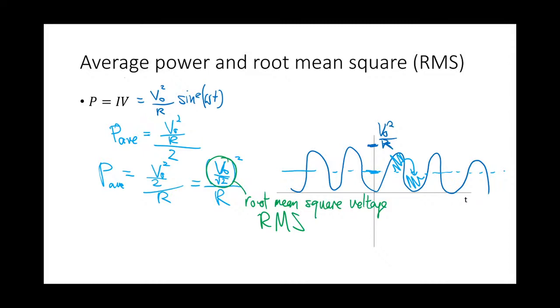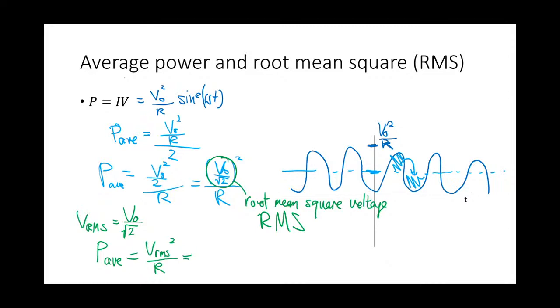There's nothing else that's specific about dividing by root 2, but the dividing by root 2 comes up from considering average power. So, a little definition here. V RMS is equal to the V amplitude divided by root 2. And if that is the case, then we can say that the average power is equal to V RMS squared over R.